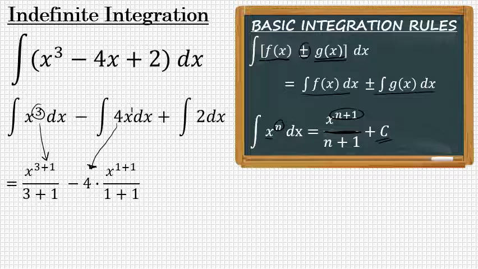The third term, you can think of as a constant, and there is a basic integration rule that says the integral of any constant dx is that constant times x, or you could think of this as 2x to the power of 0, and then use the power rule on that. In either case, we find that the integral of 2 dx is 2x.